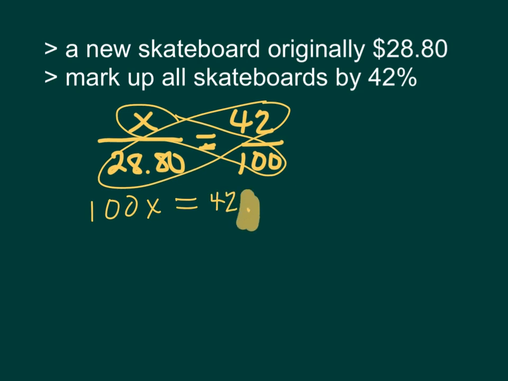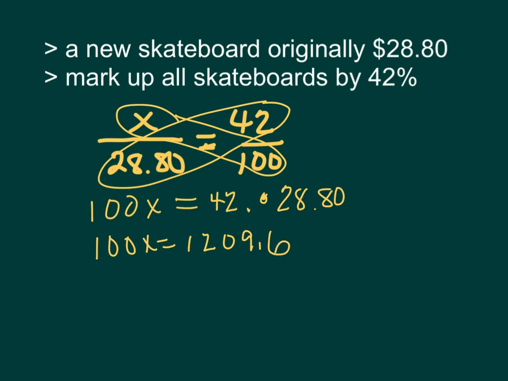equals 42 times 28.80. So I know that 100x is equal to, I'm going to do some calculations with my calculator, and I get 1,209.6. I'm going to divide both of those by 100.